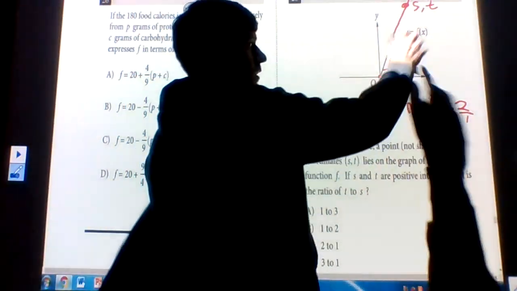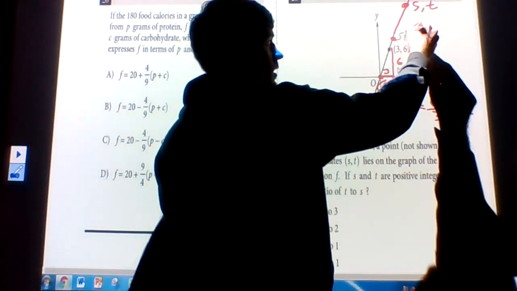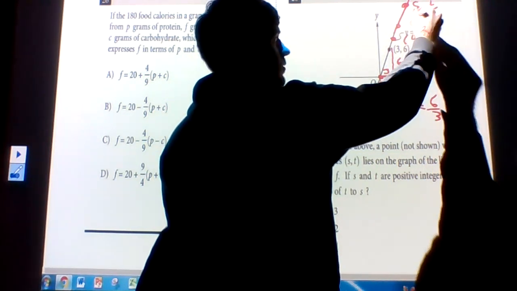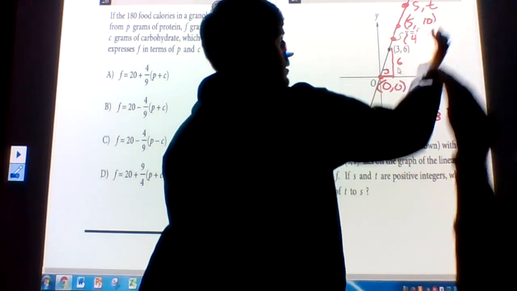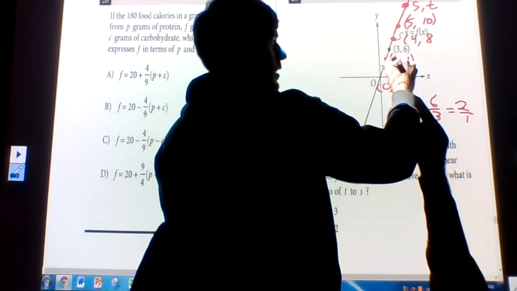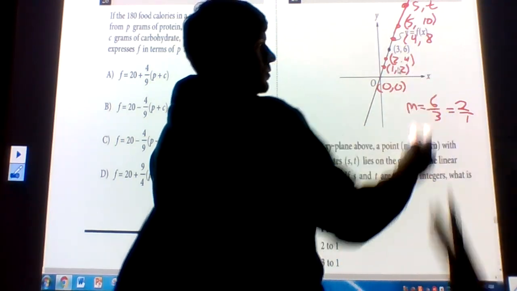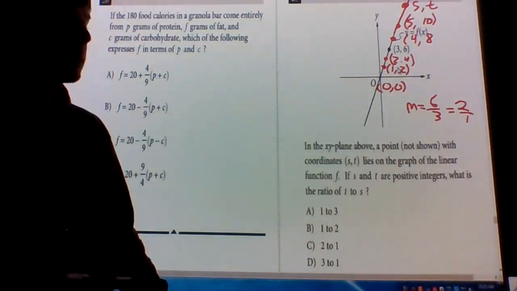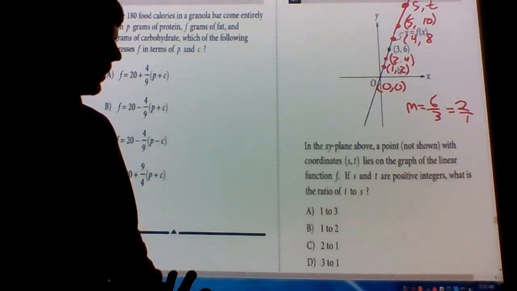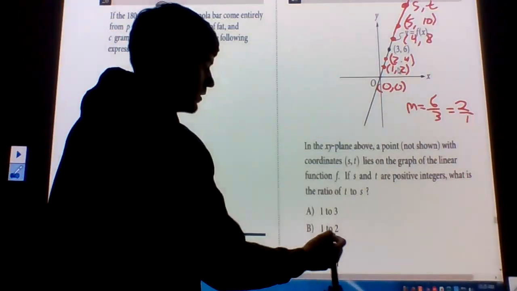So if you did a point here, you would have 4, 8. You would have 5, 10. Down here, you would have 2, 4, and then 1, 2. So your Y value is always going to be twice as big as your X value on this line. So the ratio of the Y value to the X value is going to be 2 to 1. Your Y value is going to be twice as big as your X value.